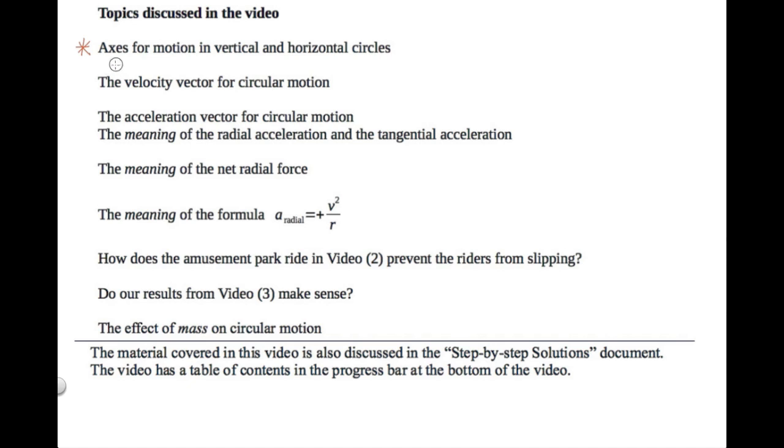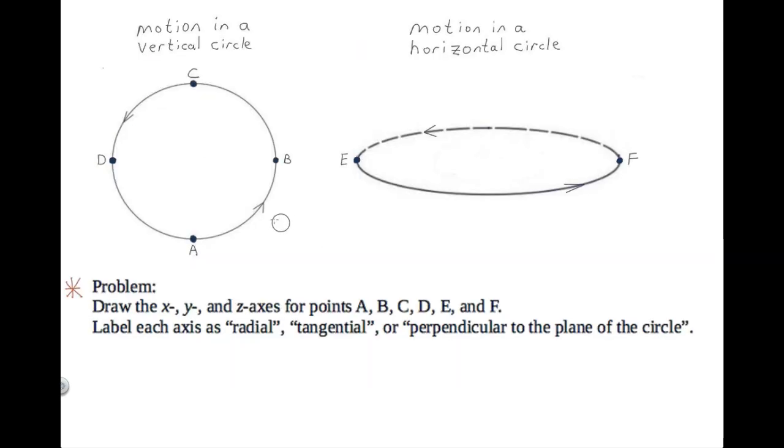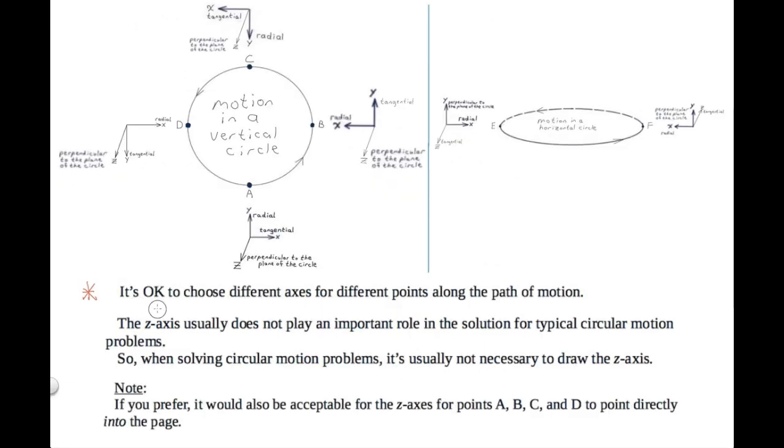To begin, let's discuss the axes for motion in vertical and horizontal circles. Let's consider motion in this vertical circle and motion in this horizontal circle. Please pause the video and try this problem. Now here's the answer. Notice that it's okay to choose different axes for different points along the path of motion.